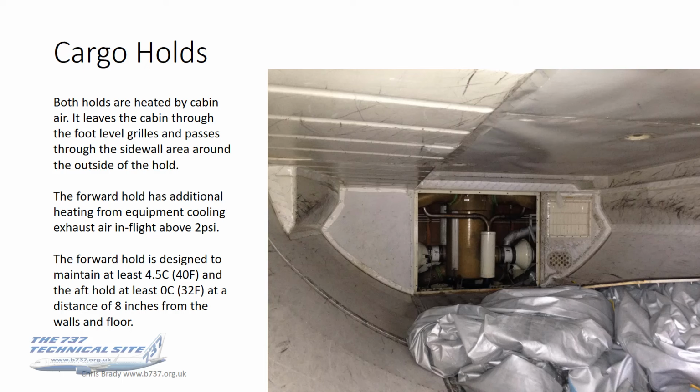The forward hold is designed to maintain at least 4.5 centigrade, and the aft hold at least 0 centigrade, at a distance of 8 inches, i.e. beyond 8 inches from the walls and the doors. So the centre of the hold should maintain at least those temperatures, and they'll very often maintain significantly more. It depends on the cold soaking, you know, on the duration of the flight.